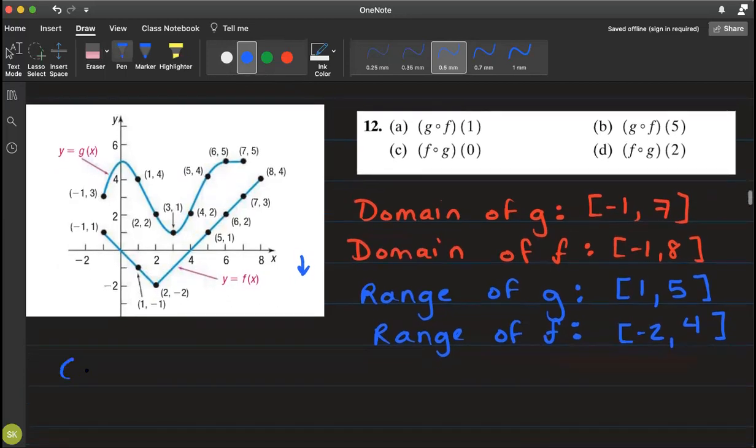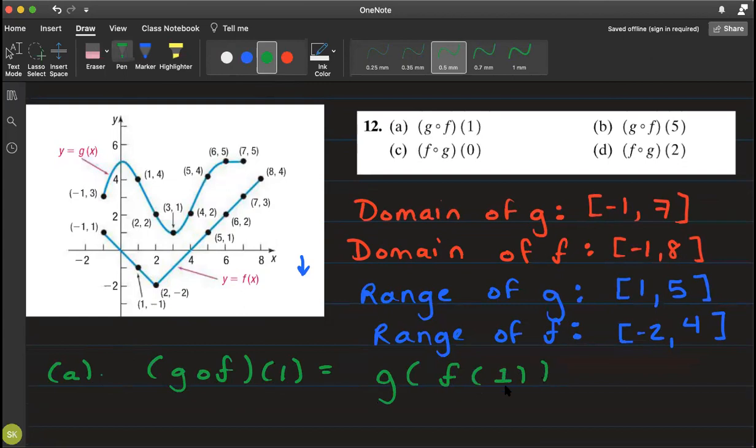So let's start with part A. Let's do this in a different color. Let's put it in green. So part A wants us to find g composed of f of 1. Okay, so again, I'm going to write out what this actually means. We're taking f, we're putting 1 inside it, we're seeing where that is sent, and then we're taking where that's sent and putting it inside g. Okay, so let's find f of 1.